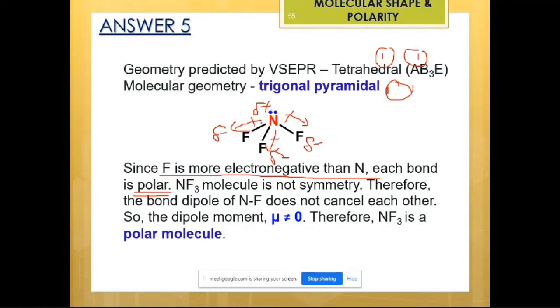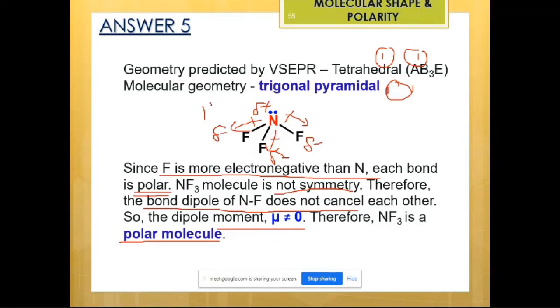That's why each bond are polar. Why each of them are polar? Because F is more electronegative than nitrogen. Second point, not symmetry. So, bond dipole of NF3 does not cancel. Mu not equal to 0. So, NF3 is a polar molecule. So, this is the way to answer the essay question.